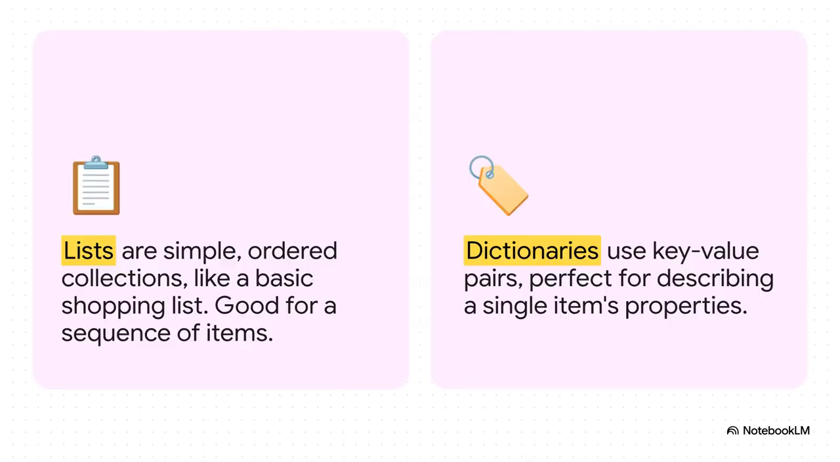Now, how we organize these data types is a huge deal. We could just throw everything into a list. And yeah, that's fine for just a simple sequence of product names. But to actually describe a single product with all its details, a dictionary is so much more powerful. It uses these key value pairs to give our data meaning. The name key points to iPhone, the price key points to $999.99. Choosing the right tool here is a massive architectural decision.